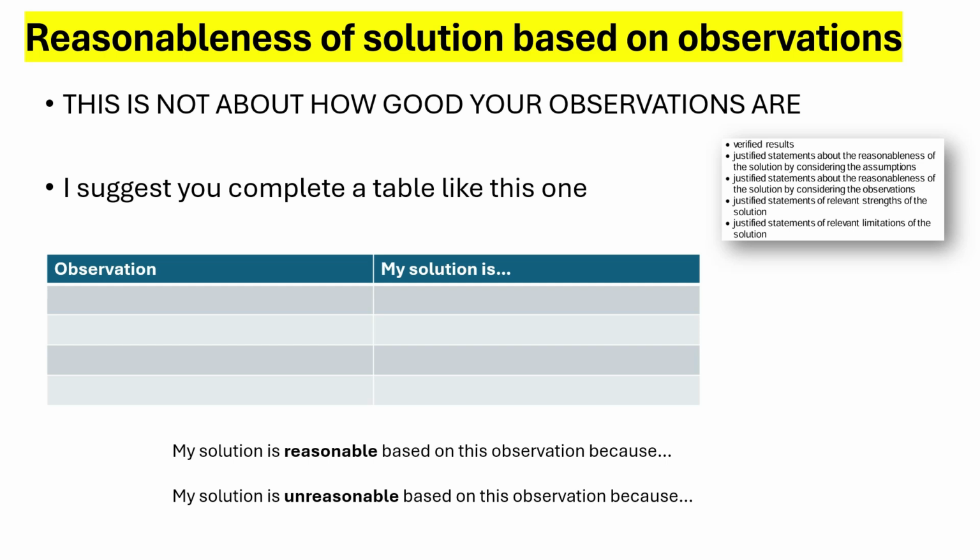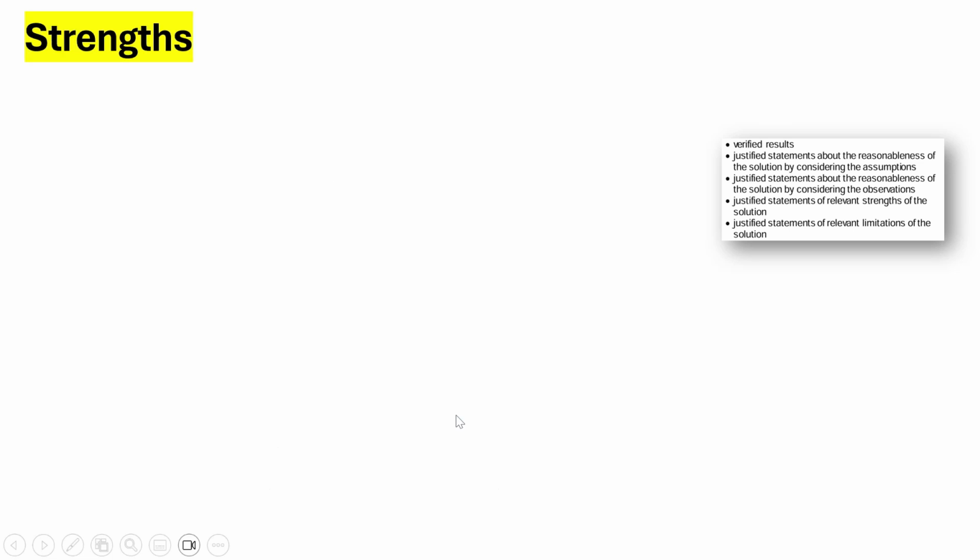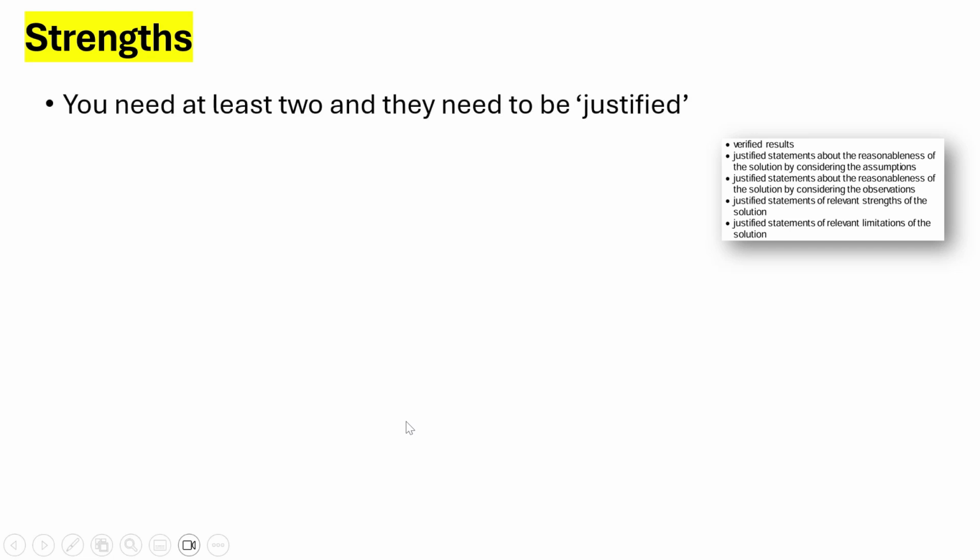Again, the more you do, the more likely you'll get some good feedback from your teacher on how you went. The next section is strengths. This is of your model. What were good things about your model? You need at least two and you need to justify them.